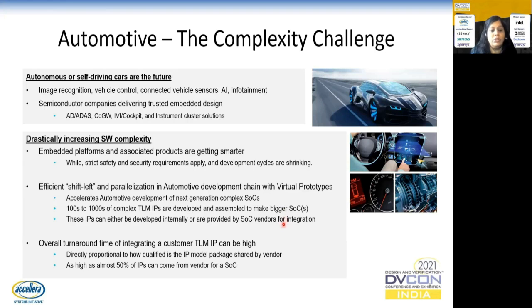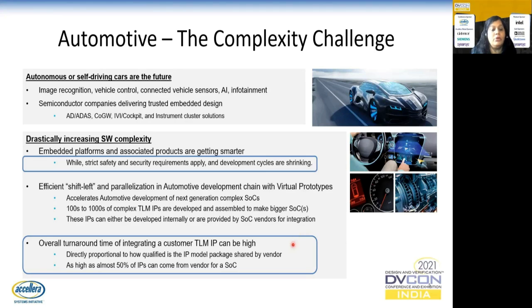And in this process, there are hundreds and thousands of complex TLM IPs which are developed and assembled. Now, of course, these IPs can either be developed internally or can be provided by the SoC vendors as well. Now, focusing more on the TLM IP, the overall turnaround time of integrating any customer TLM IP can be really high, because it is directly proportional to how qualified the IP model package is shared by the vendor. And we have seen with experience that almost as high as 50% of the IPs can come from the SoC vendor. Hence, the quality of the IP becomes very important, considering the shrinking timelines and the high development timeline pressure on all the sides.